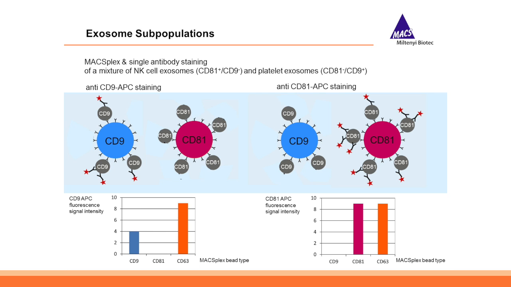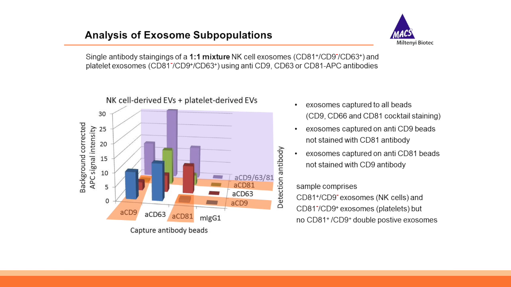We expect just a signal for the CD81 beads, but no signal on the CD9 beads. In contrast, for the CD63 beads, both kinds of exosomes should bind, so there we should get a signal for both kinds of stainings. So this is the expectation, and now I show you the real results.